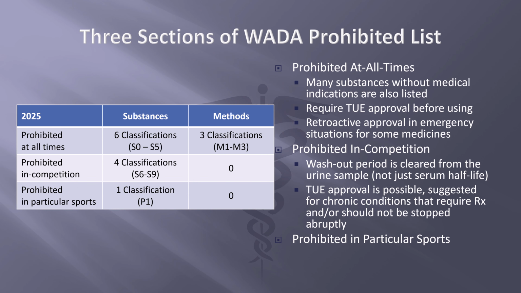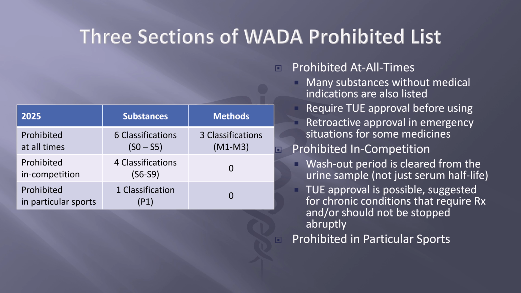There are three sections on the WADA Prohibited List that we want to be aware of. The first is substances or methods that are prohibited at all times, and then substances that are prohibited in competition only, and substances that are prohibited in particular sports. So I've tried to summarize the current WADA Prohibited List there. As you can see, there are prohibited methods that are currently only found as prohibited at all times.